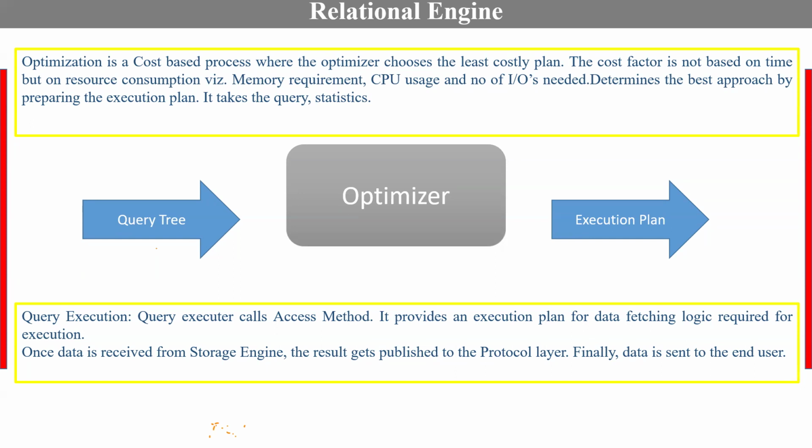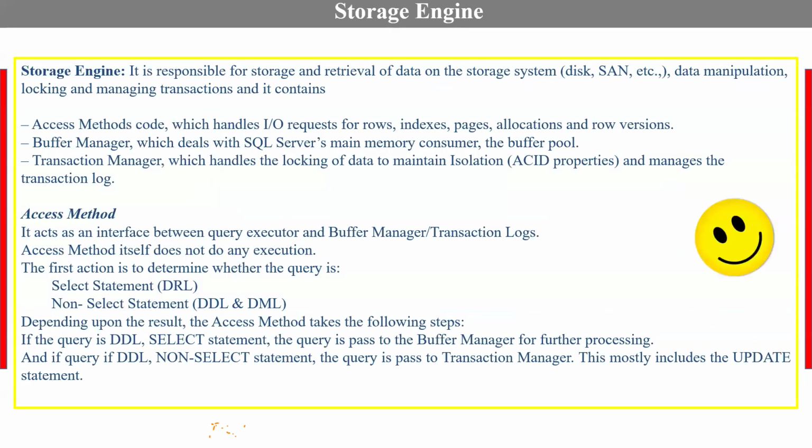Okay, once everything is done, now it will go to the storage engine. Your executor will send a request to the storage engine. Storage engine is nothing but where you are storing the data, sir. It can be rows, it can be pages, whatever. You are storing the data in the storage engine, not in the relational engine.